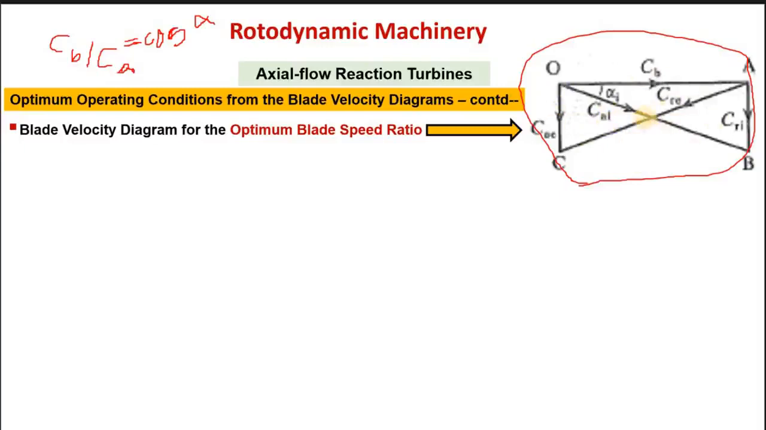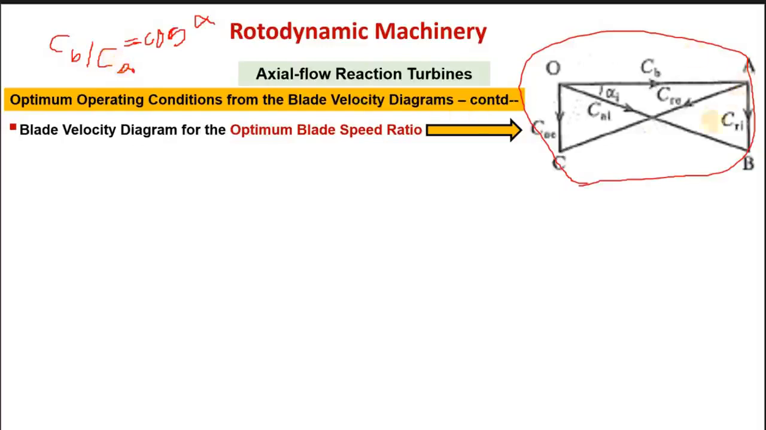So for reaction turbine, for maximum efficiency condition, I'm again repeating that CB over CAI is equal to cos alpha, means CB is equal to CAI for alpha is equal to 0, or CB is a little smaller than CAI for alpha is equal to 10 to 20 degree.